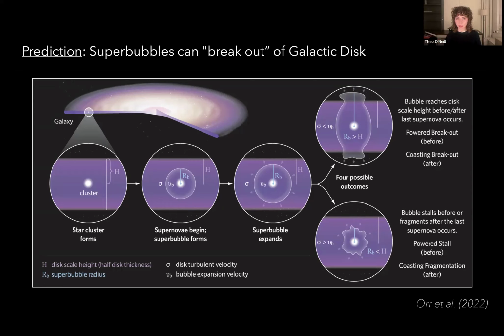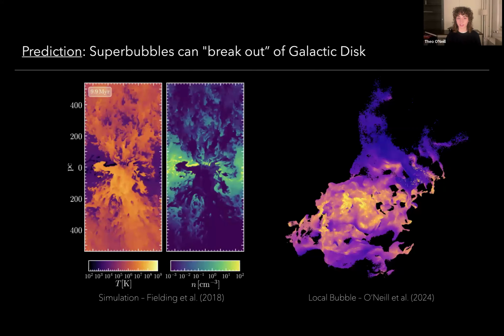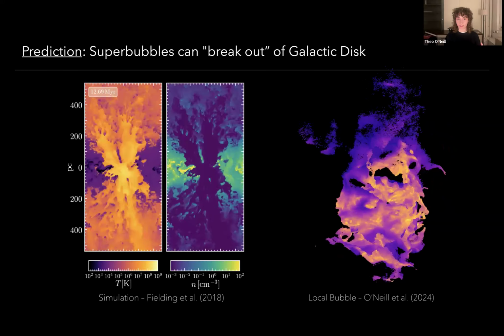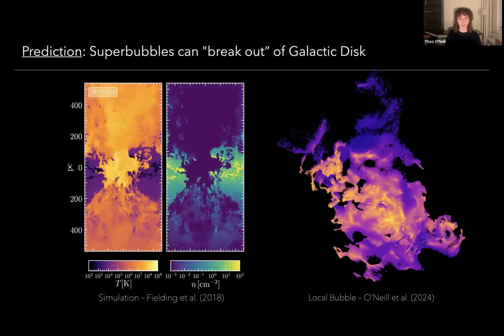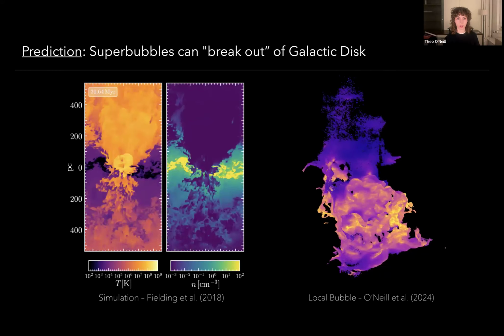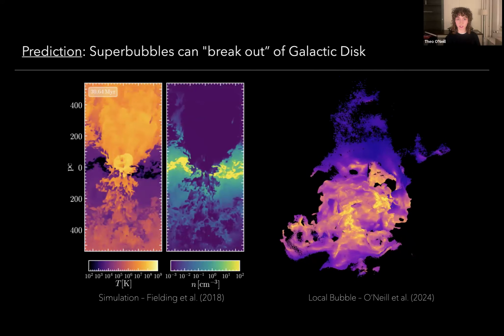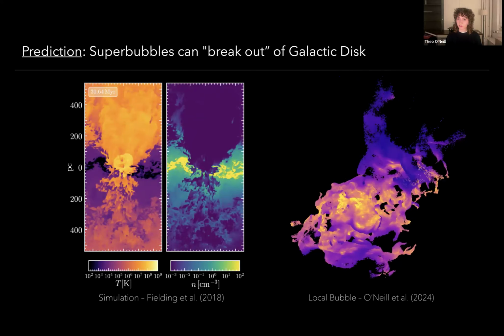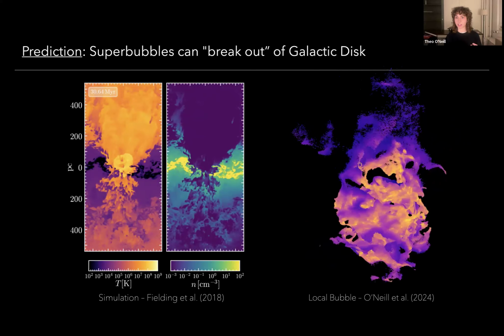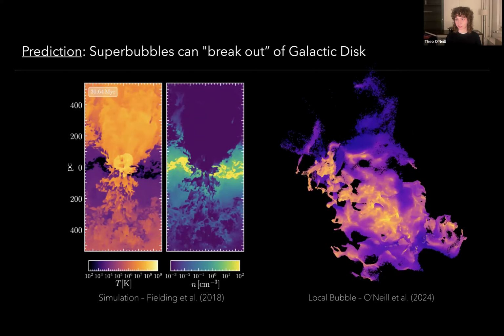But so this idea of superbubble breakout is an old one that's again validated by both theory and in simulations. I'm showing here on the left a recent simulation of a bubble forming and then breaking out of the disk of its simulated galaxy. You can see a really quite violent explosion here over tens of millions of years. And so what we found here is that the local bubble is caught in the act of this sort of breakout of our own galaxy's interstellar medium.